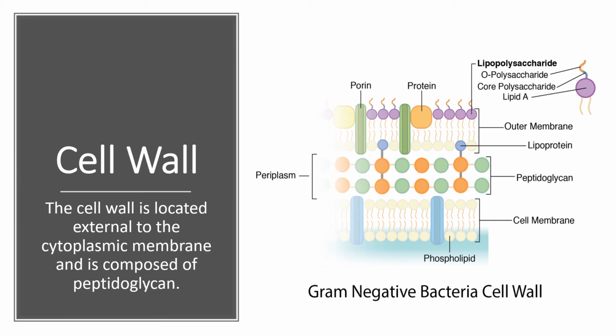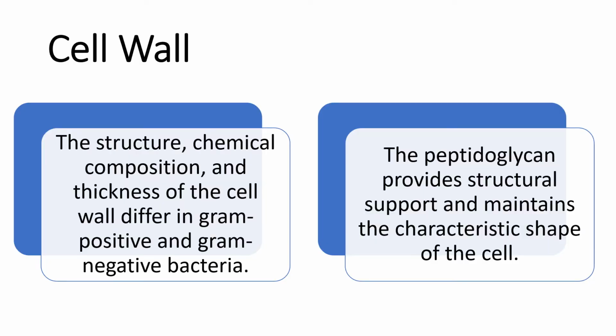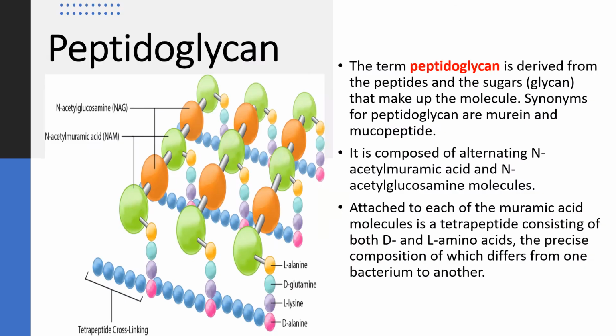Next important component of the structure of bacteria is the cell wall. The cell wall is located external to the cytoplasmic membrane and is composed of peptidoglycan. The structure, chemical composition, and thickness of the cell wall differ in gram-positive and gram-negative bacteria. Peptidoglycan provides structural support and maintains the characteristic shape of the cell. The term peptidoglycan is derived from the peptides and the sugar that make up the molecule. It is also called murein and mucopeptide.